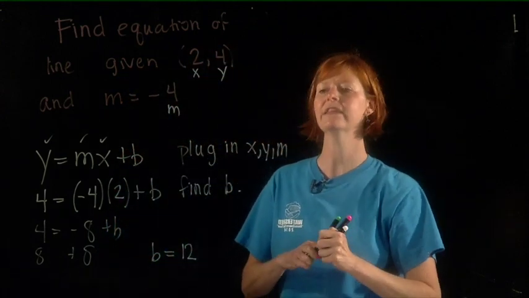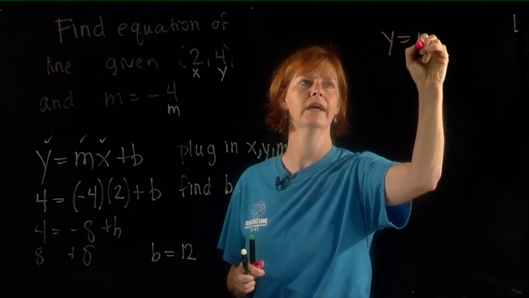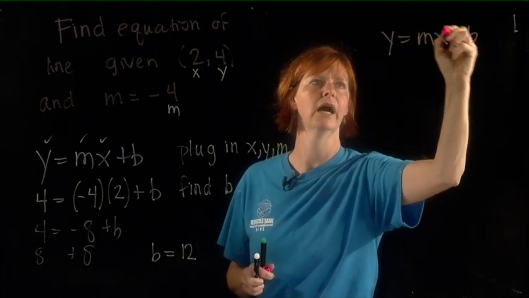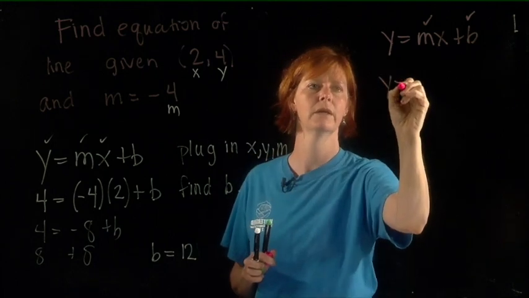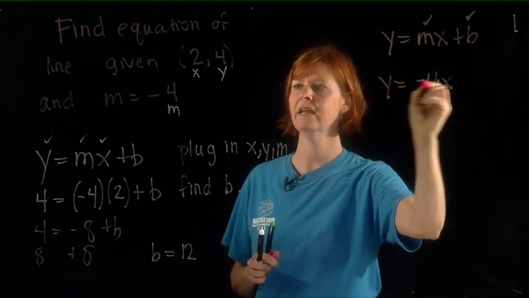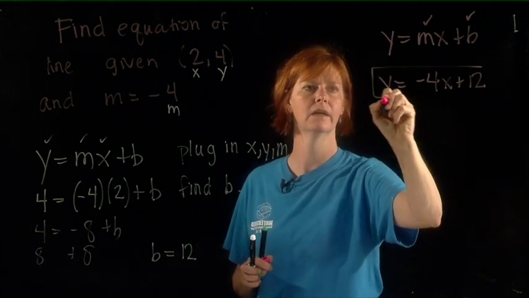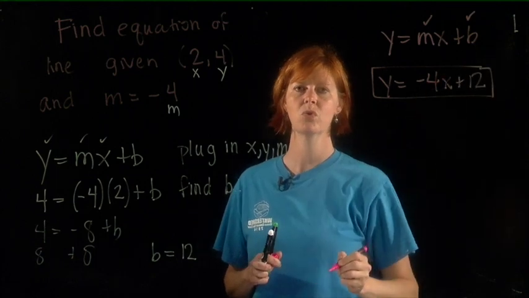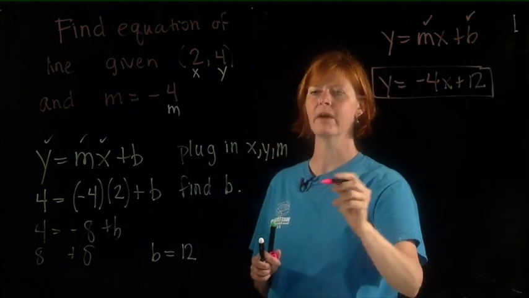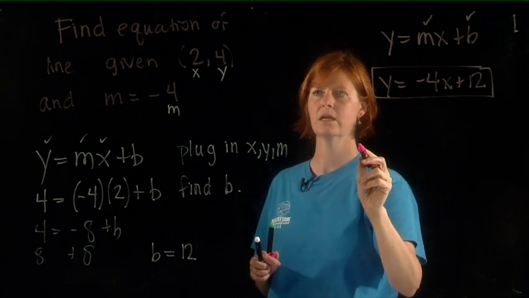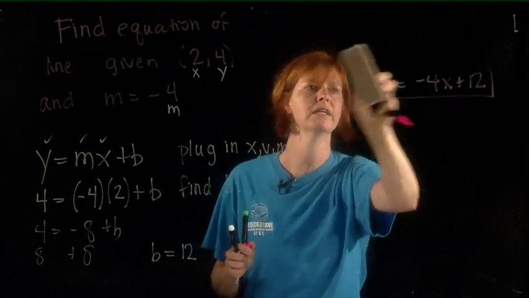Now I have everything I need to write the equation of a line. To write an equation of a line, what do I need? I just need the slope and the y-intercept. Well, I was given the slope, and I calculated b. And that's it. So find the equation of a line. Every single time, find m, find b. So, other problems like this. Okay, you got that? I'm going to erase that.